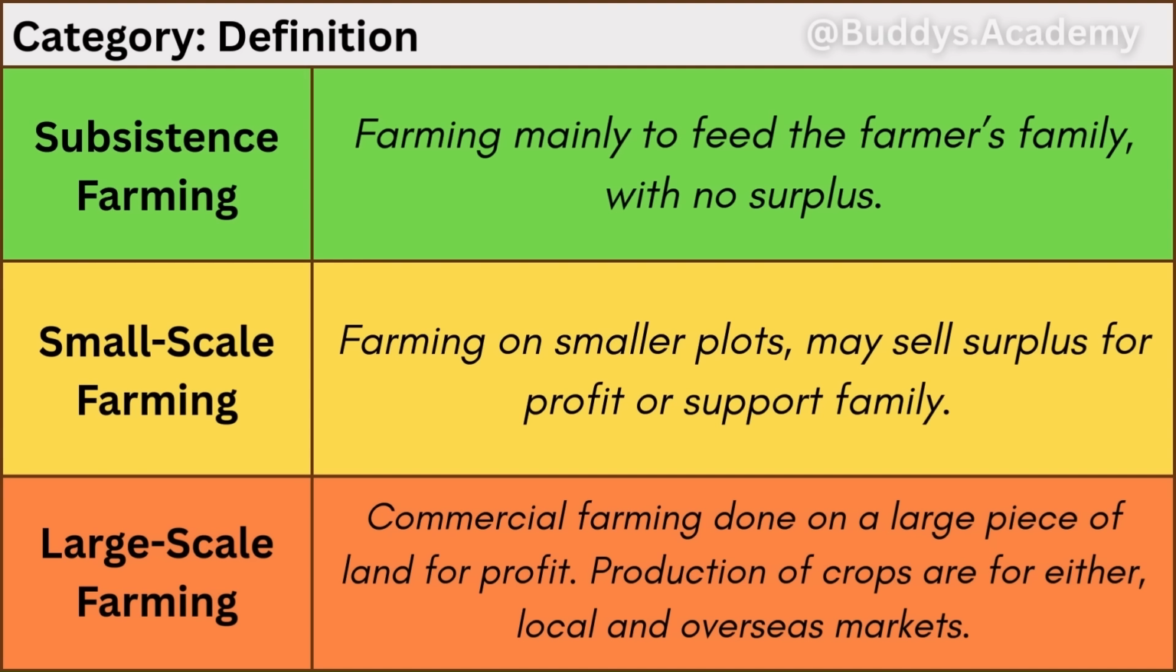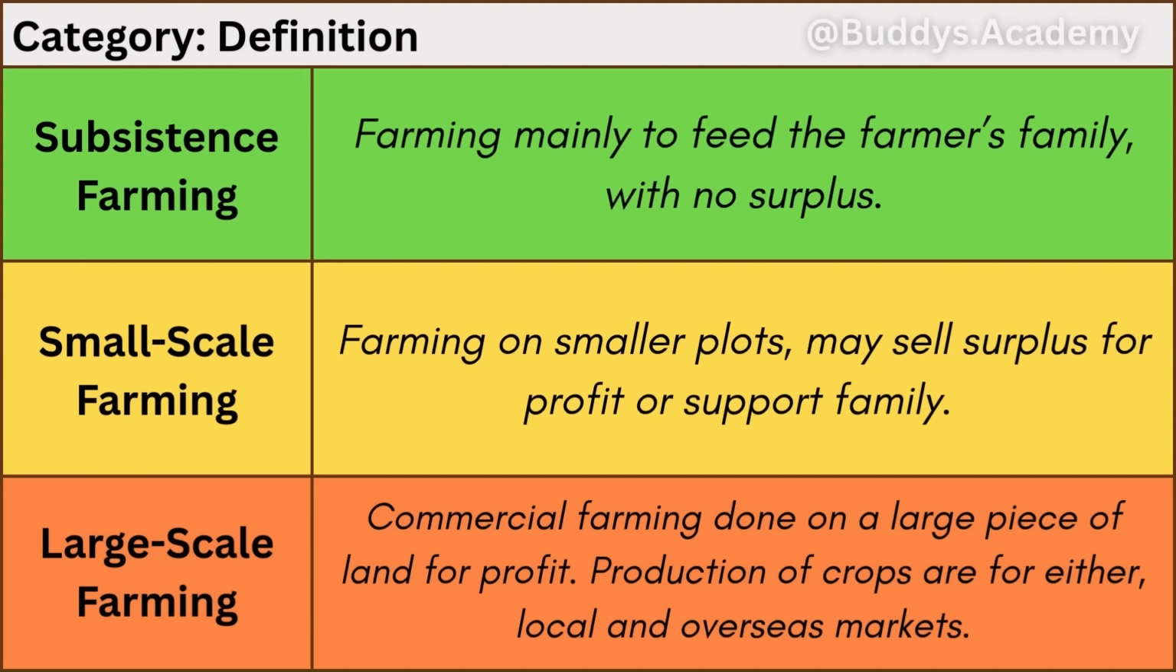Subsistence farming is farming that is done mainly to feed the farmer's family with no surplus. That means that each and every single type of crop that this farmer will grow is all going to be consumed, right? So if anything is left over, it's probably going to be maybe one carrot or potato. You can't go to the market to sell that one carrot or potato. So that's what subsistence farming is. You're farming just for yourself and your family.